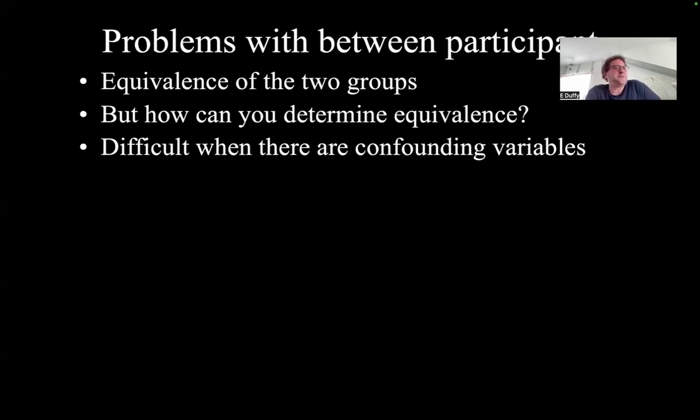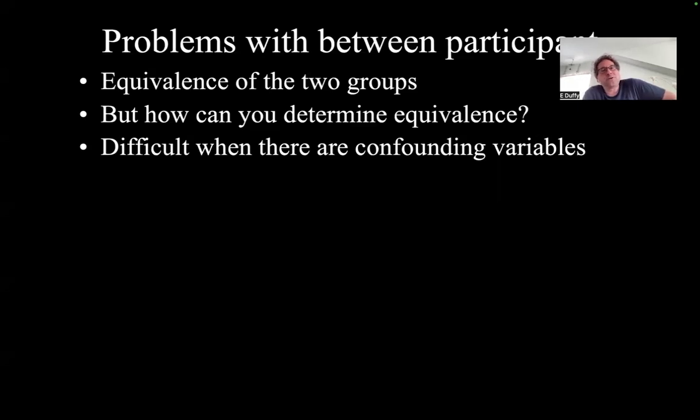Now, there are many ways; you don't need to use a quarter. You can use a random number table. You can roll a die, and if it's an even number or an odd number, whatever it is that you use, randomization is the key thing to make the two groups as equal as possible. Okay. But how can you determine equivalence though?